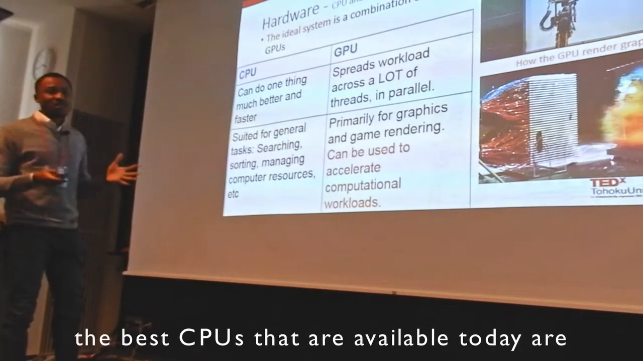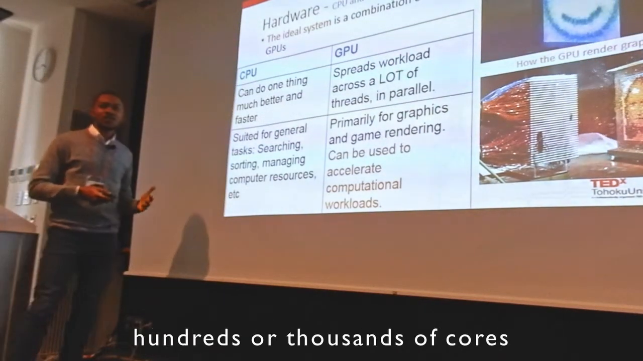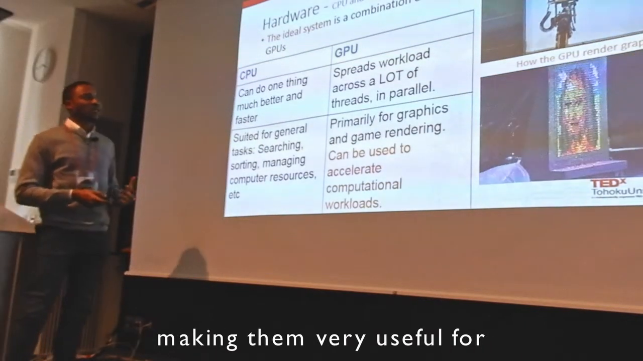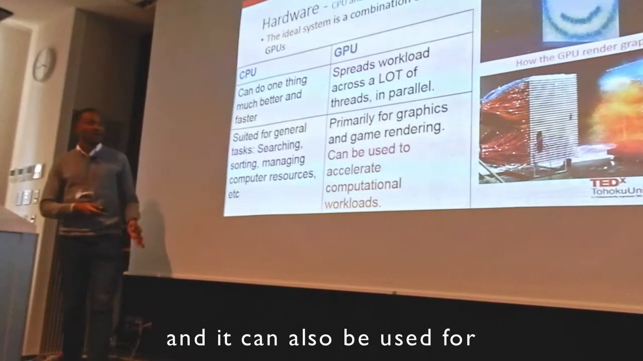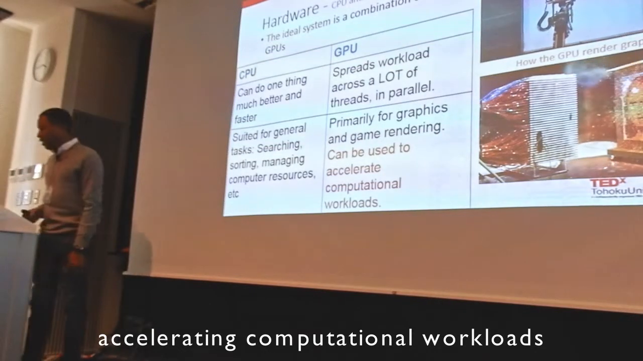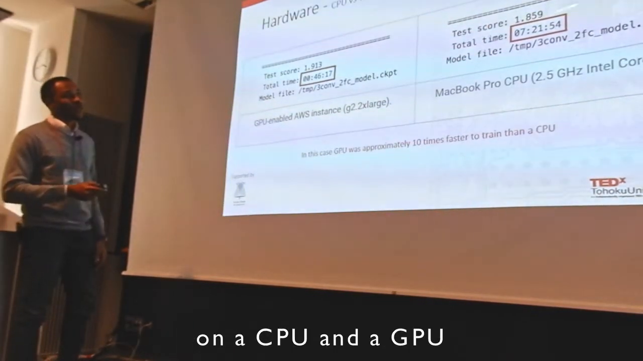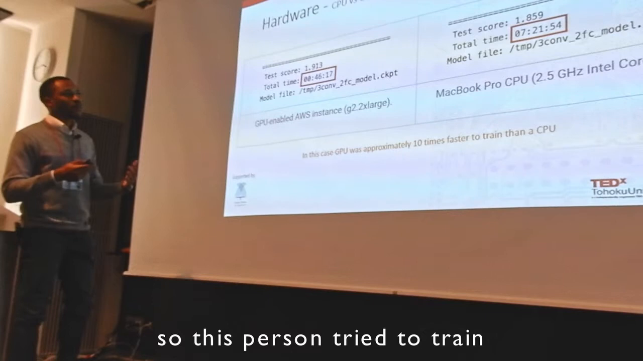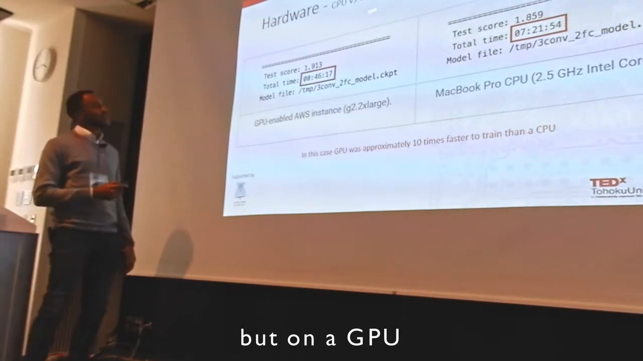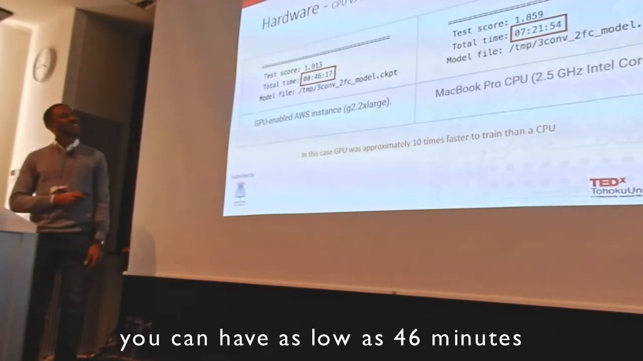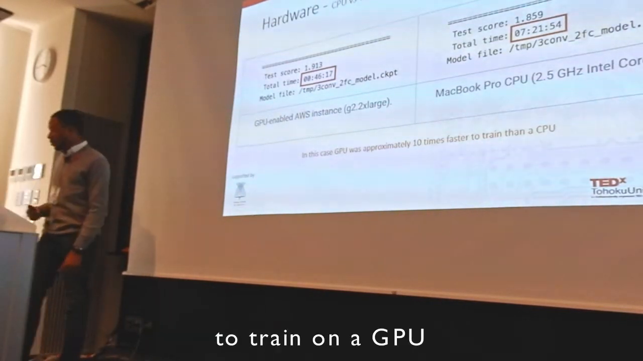So the best CPUs that we have today are maybe 12, 16, 18 cores. But you can have GPUs that have hundreds and thousands of cores, which makes them very useful for game rendering. And it can also be used for accelerating computational workloads. For example, this is a comparison between some tasks on the CPU and the GPU. So this person tried to train a model that is able to recognize some digits. On the CPU, you have 7 hours, and on the GPU, you can have as low as 46 minutes, which is like 10 times faster to train on the GPU.